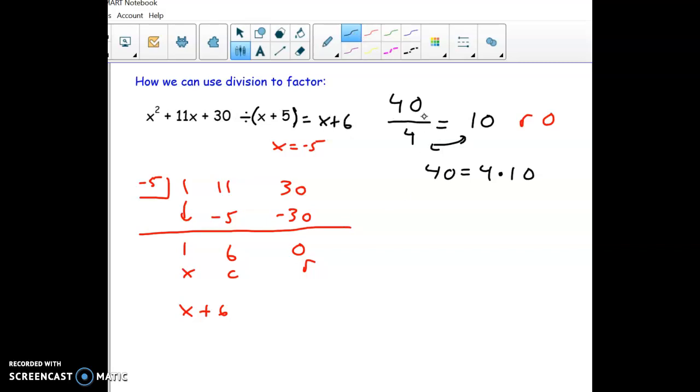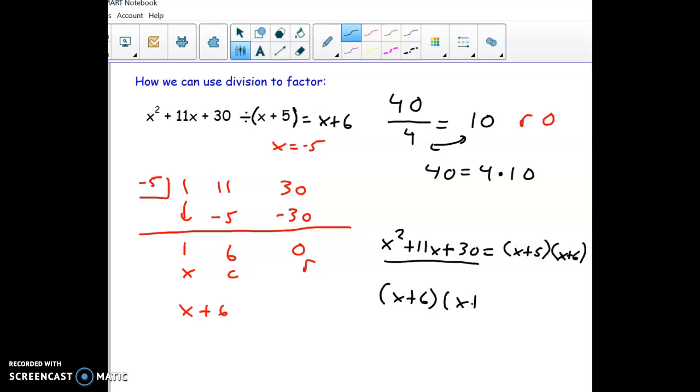Okay, so just like we did in this example with 40, because it divided evenly, it would be accurate to say that x squared plus 11x plus 30 is equal to what we divided by, multiplied by our solution, which is x plus 6. Okay, so in that way, we were able to factor this statement into these two things. And if it were a solved question, we would have now factored it apart. Okay, and then we could set those little parts to 0 and get our two answers.